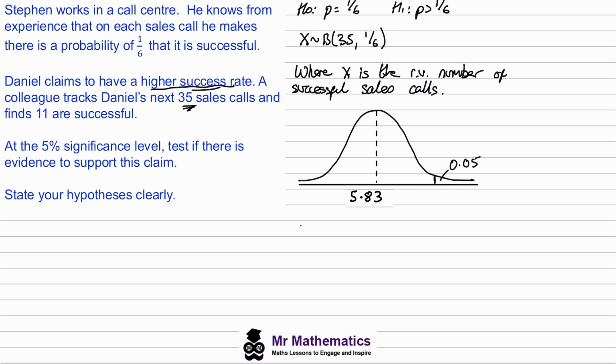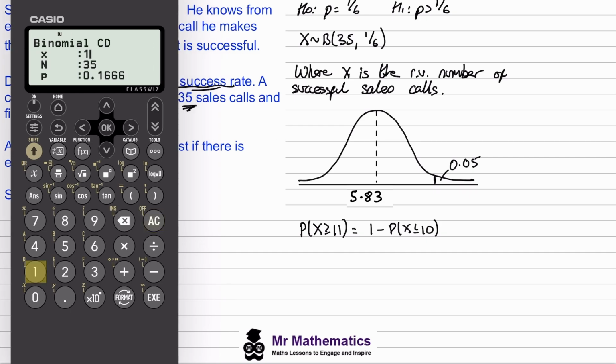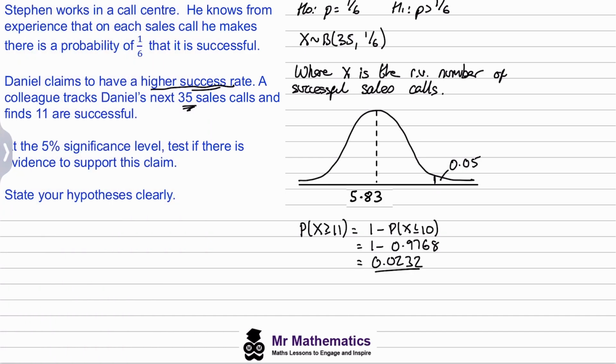So now we need to work out the probability of X being greater than or equal to 11. And this will equal 1 minus the probability of X being less than or equal to 10. So if we go back to our calculators, we'll say that X is 10. We've got 35 trials and probability of 1 divided by 6. And this will give us 1 minus 0.9768. So if we go home and calculate, we'll have 1 minus the answer, and we get 0.0232. Okay? And this is our test statistic.